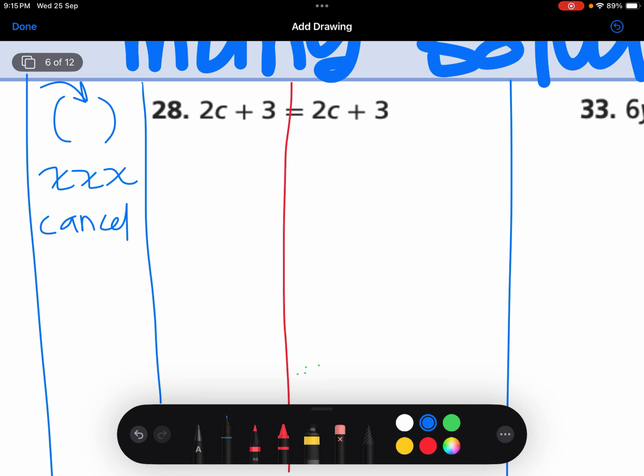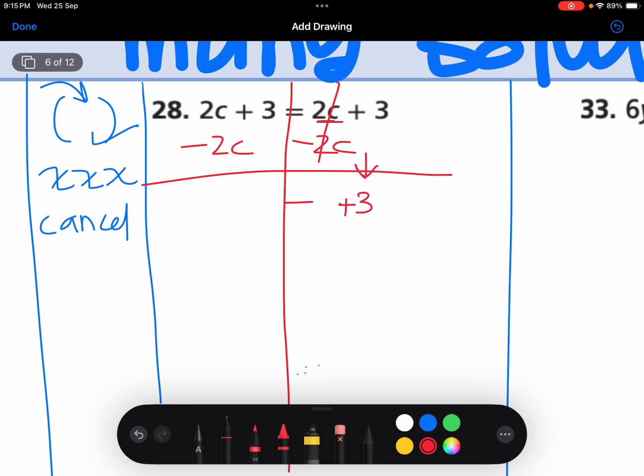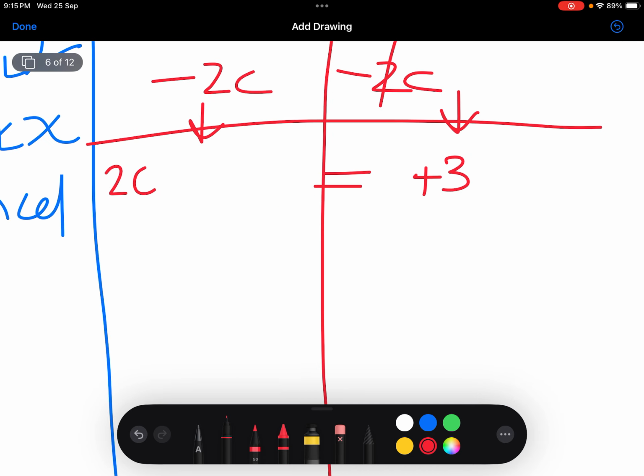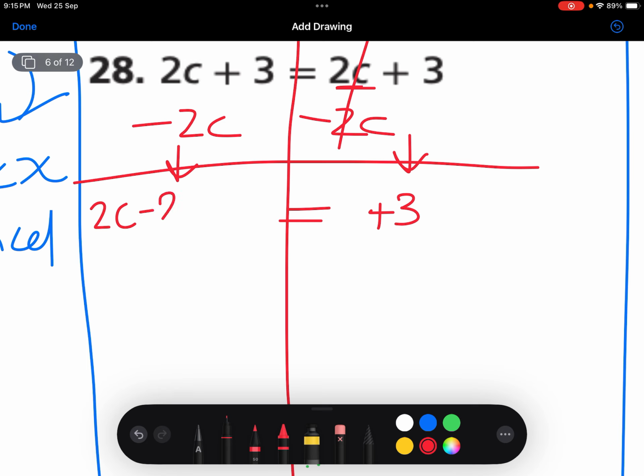Do I have a parentheses? No, I'm done. Do I have many variables on both sides? Yes, I do. I have 2c here and 2c here. What should I do? I need to remove this one from here and move it to the other side. How to do that? Just cancel 2c on both sides. This is cancelled. What do I have left? Here I have 3 positive equals. Here I have 2c minus 2c plus 3.